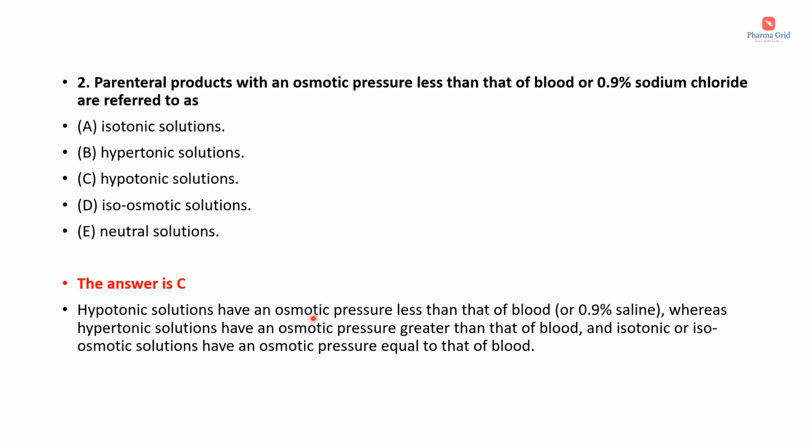Hypotonic solutions have an osmotic pressure less than that of blood or 0.9% saline, whereas hypertonic solutions have an osmotic pressure greater than that of blood, and isotonic or isoosmotic solutions have an osmotic pressure equal to that of blood.